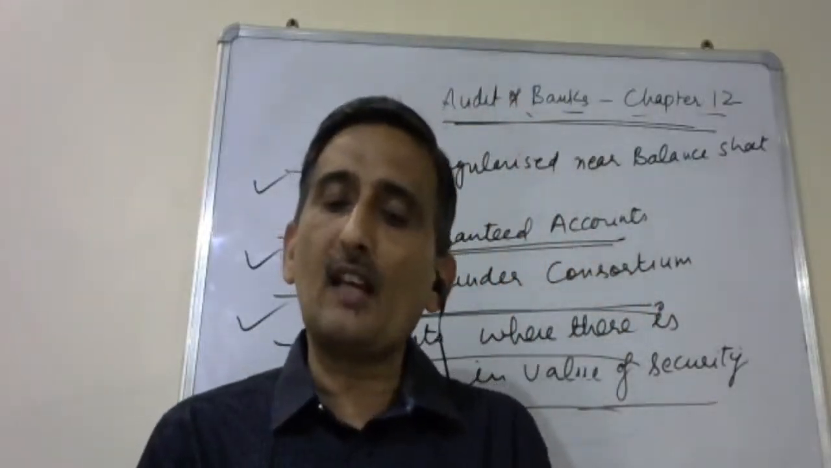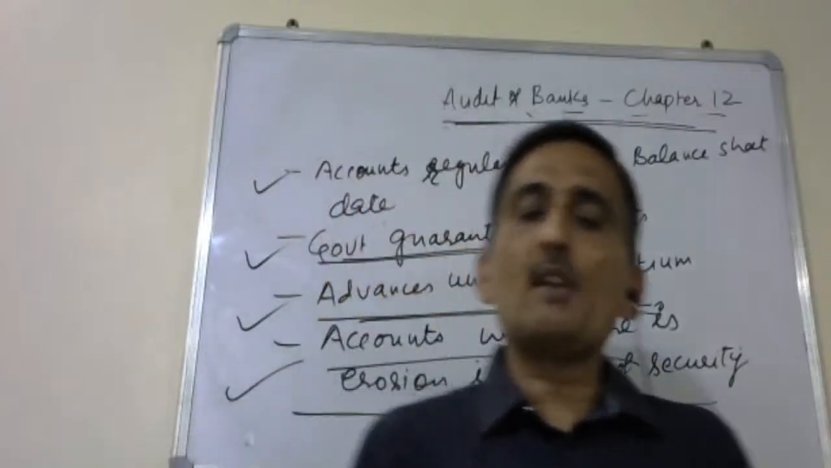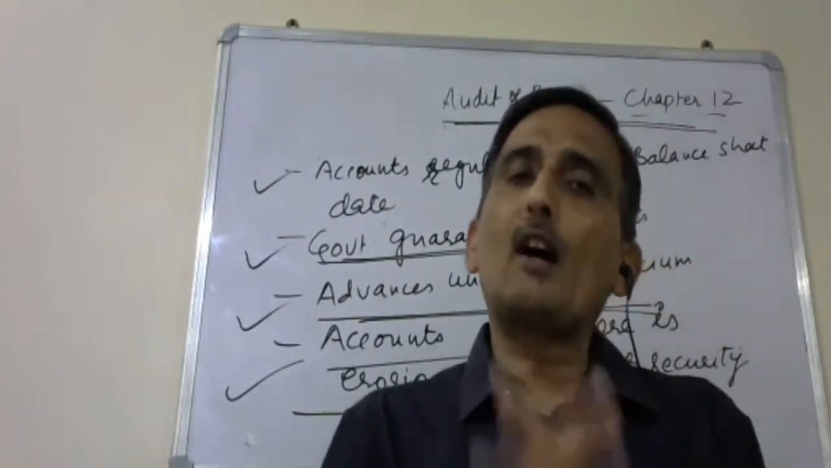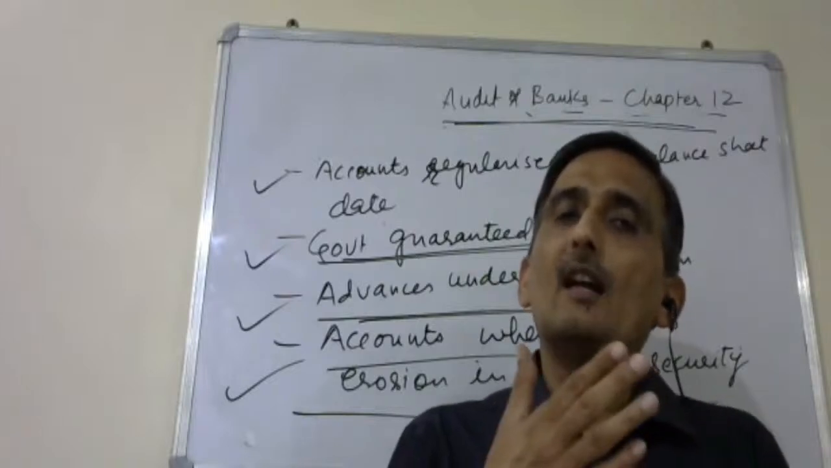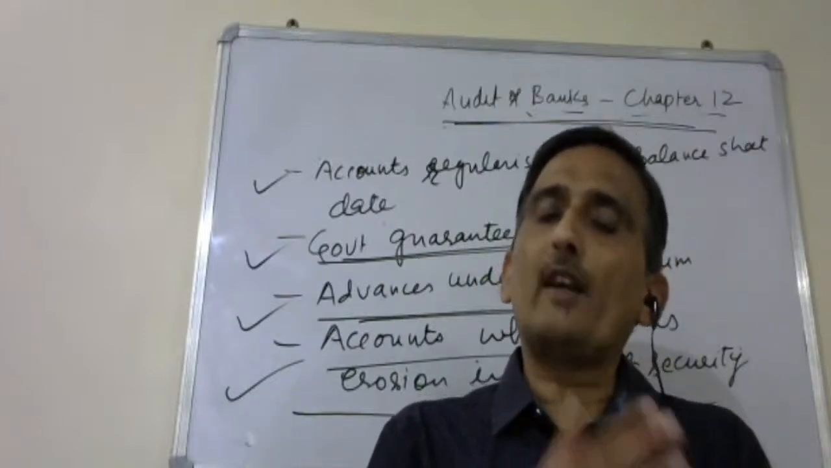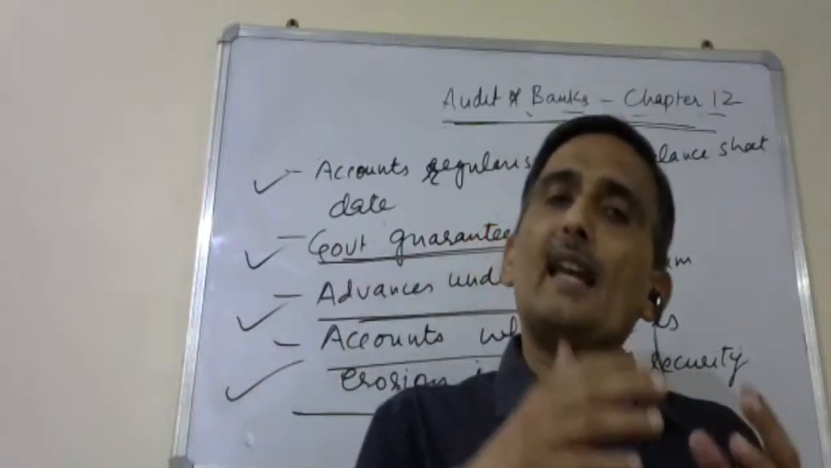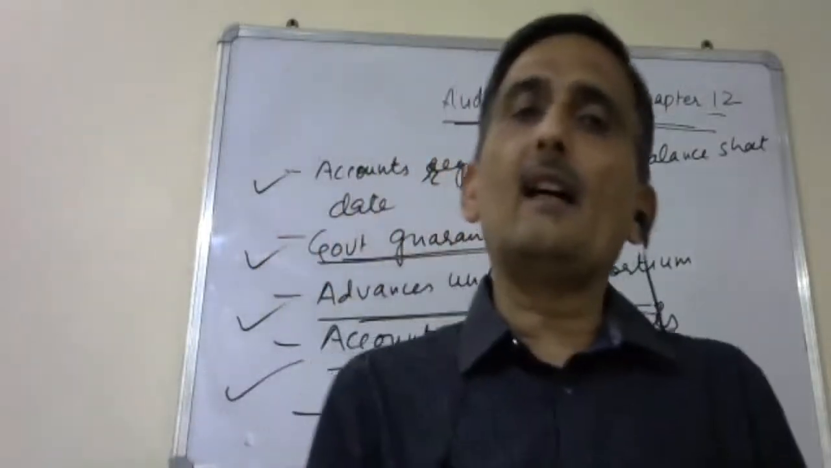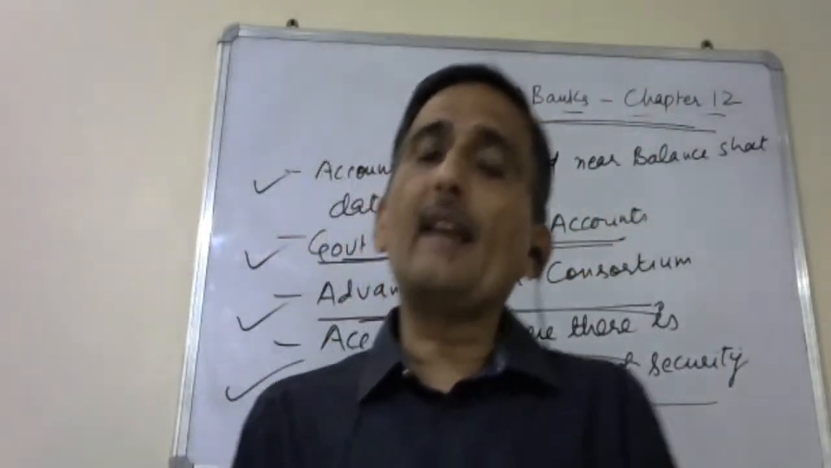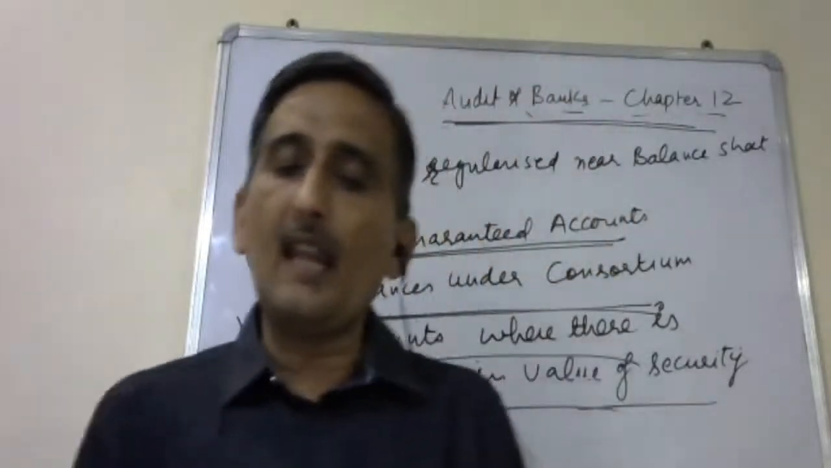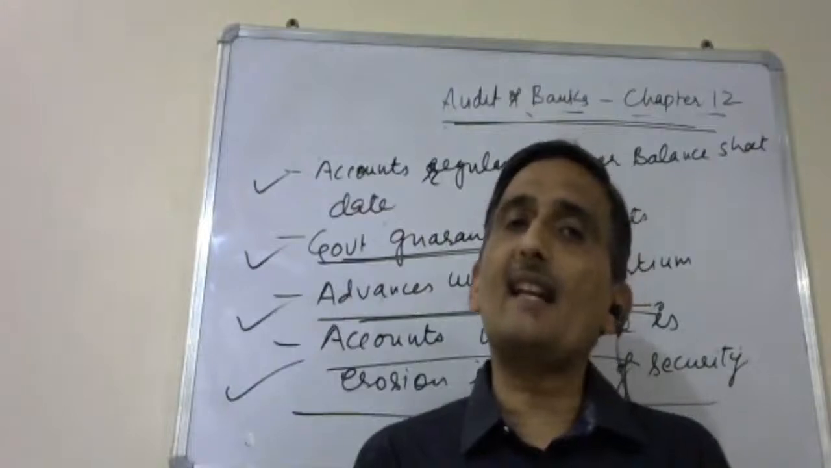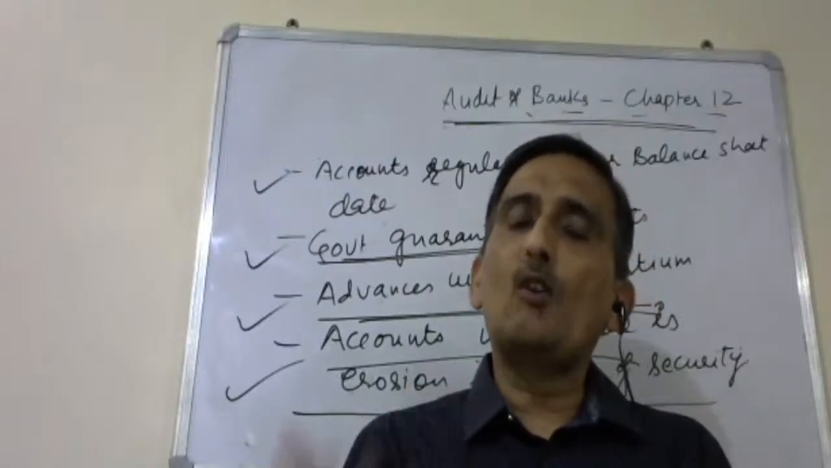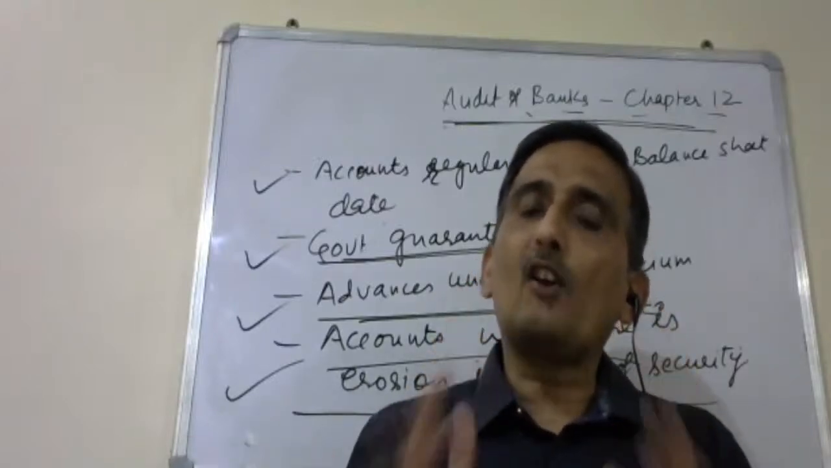In such a situation, such an NPA account may be straightaway classified into the doubtful category, without first waiting to classify it as substandard and then doubtful. The second scenario is that if the realizable value of security is less than 10% of the value assessed at the time of sanction, then the account would be straightaway classified as a loss asset.